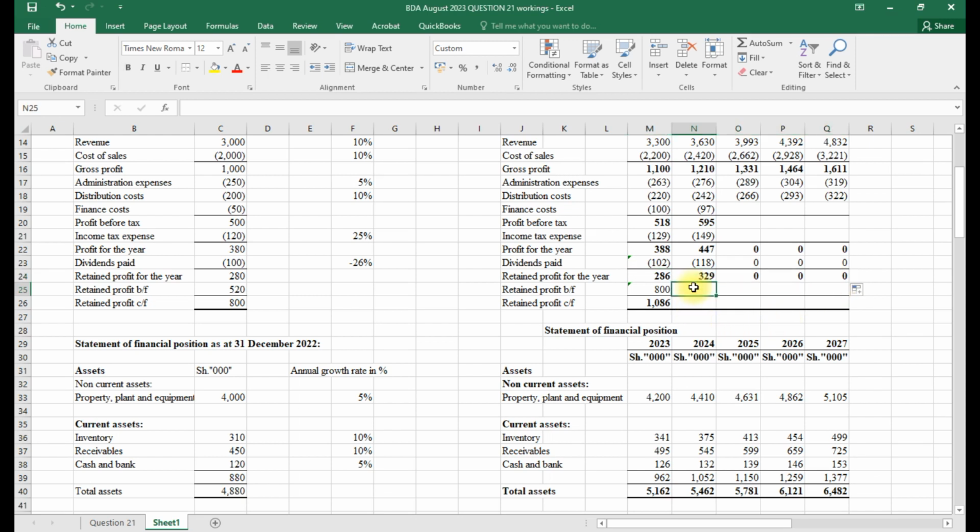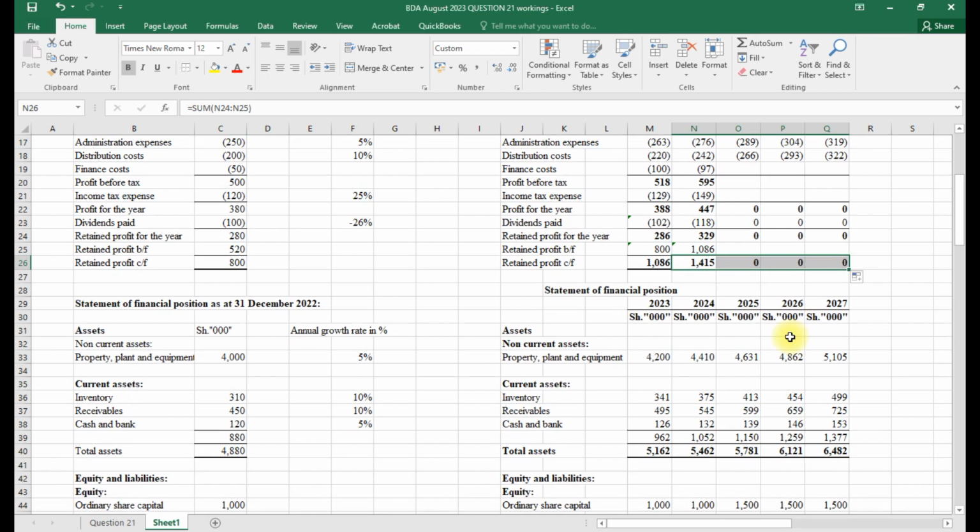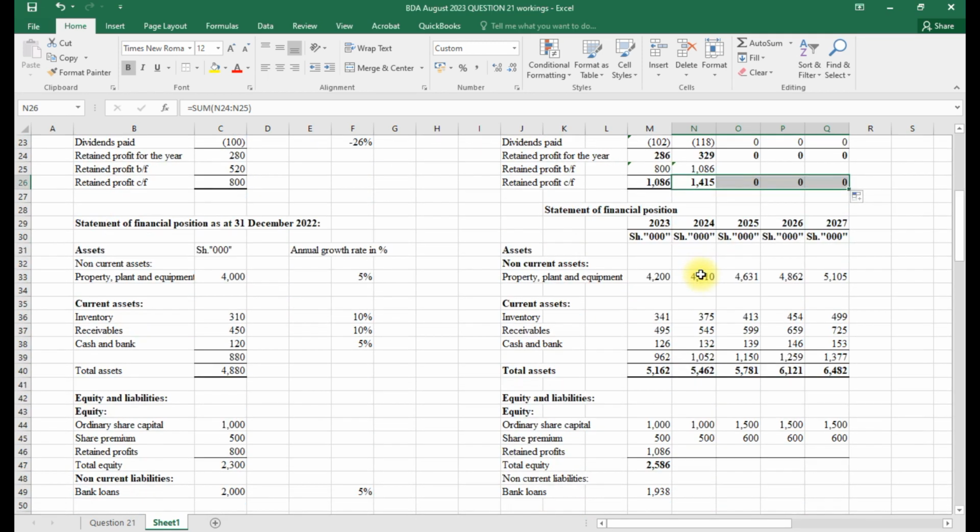So the retained profit brought forward is what we had here. The carried forward will be the opening, this will be alt equals the sum of the two, that way. And again I will autofill this because it will follow that particular pattern. So for the second year now, we already have our retained profit carried forward 1415. We'll pick this value, and again I'll autofill this, yeah, that way.